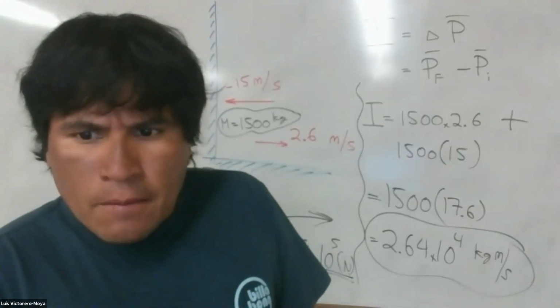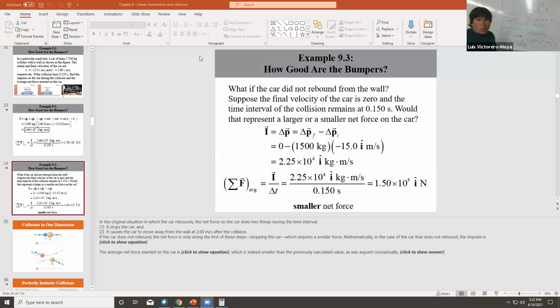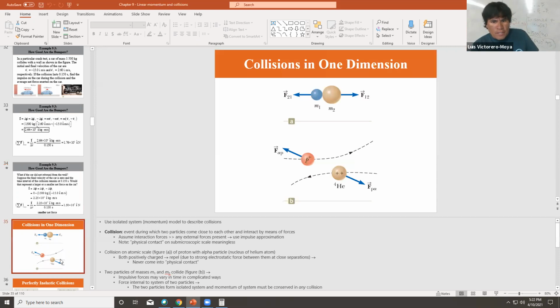That was the first example where we have to deal with collisions. So impulse and momentum can be applied in different situations. The situation we're going to look at now is collisions in one dimension. In the slides, they give you two pictures. This one that we're going to deal with now, and then this one that we apply a lot in quantum physics, which is collisions in multiple dimensions, at least in 2 dimensions.